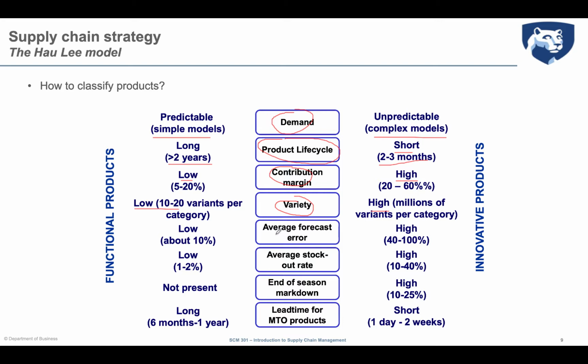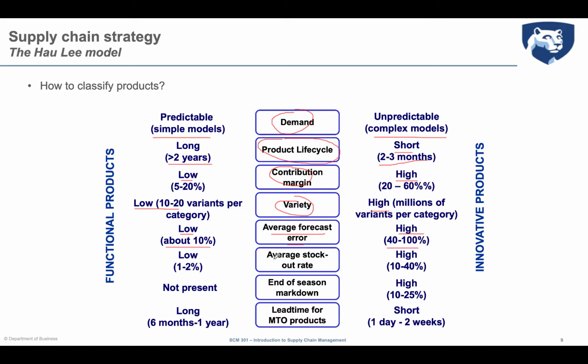Then, when we talk about demand management, so the average forecast error, the mean absolute percentage error for example, in the case of functional products it is usually very low because there is a simple model, so about 10% is just the benchmark. For innovative products, it can be very high, up to 100%.